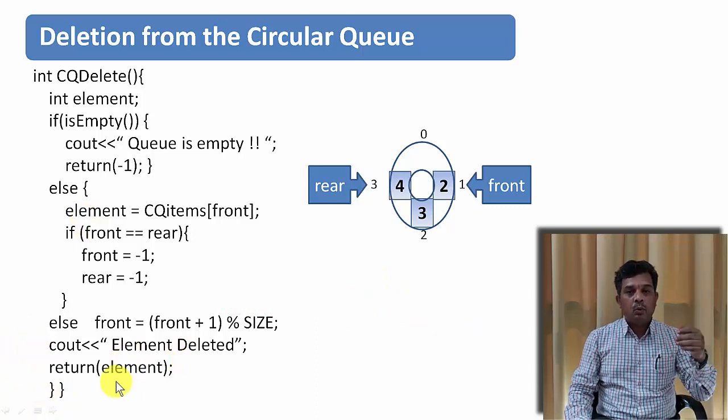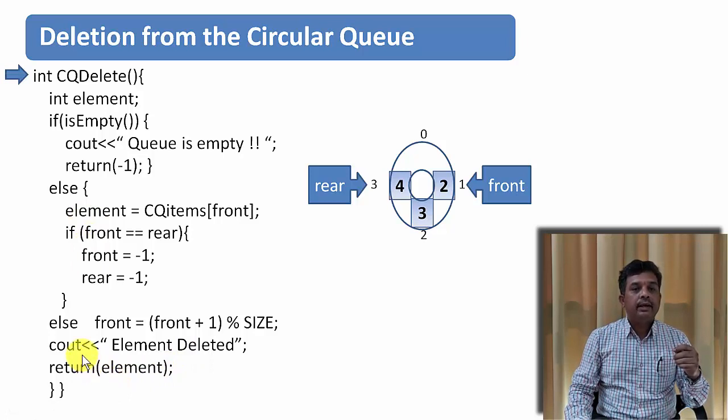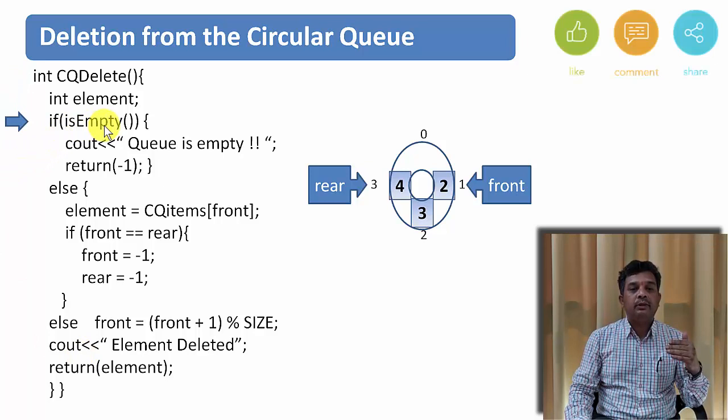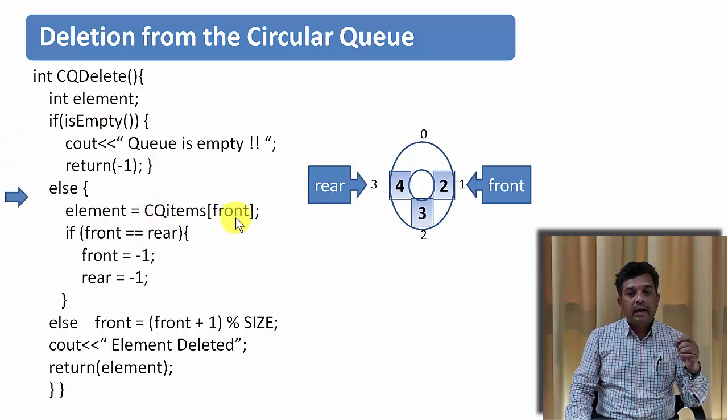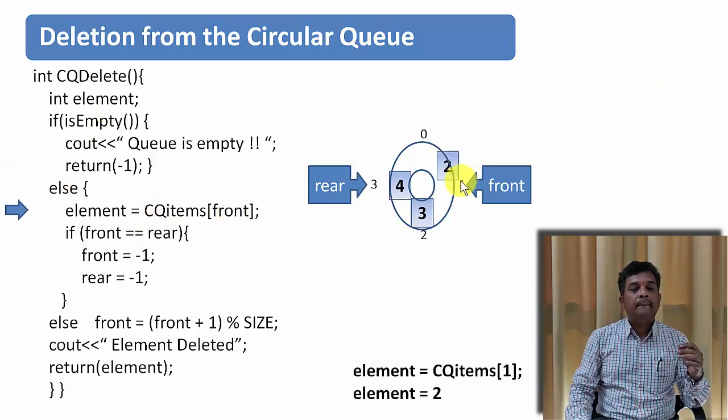Let us delete one more data from here. Here again the if empty condition is false, that's why we'll come to the else part. Front's index is 1, so the CQ's first index element will be placed in the variable called element.